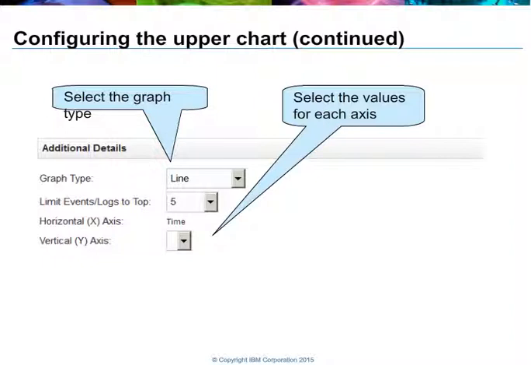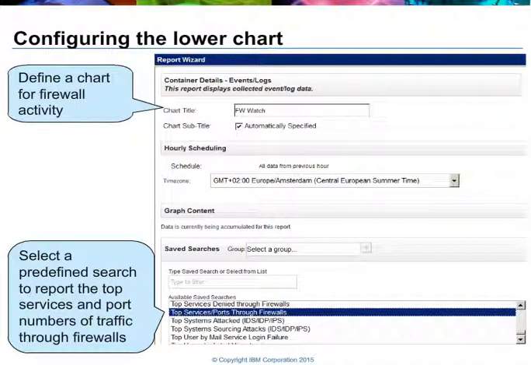Once we're satisfied with the report section, we can then move on to the lower chart. Configuring the lower chart is going to be similar to configuring the upper chart. We'll change the chart title, obviously, since we're dealing with different types of data.